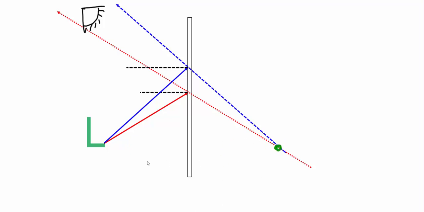Now, that's still not enough to know if my entire L is there. For example, will the image of the L look like this? Will it look like this? We don't know enough information yet. We just know that one point of this L is there. So we've got to find more spots.